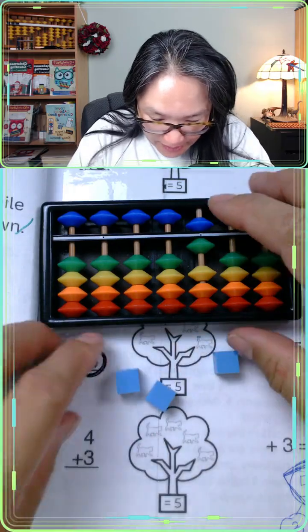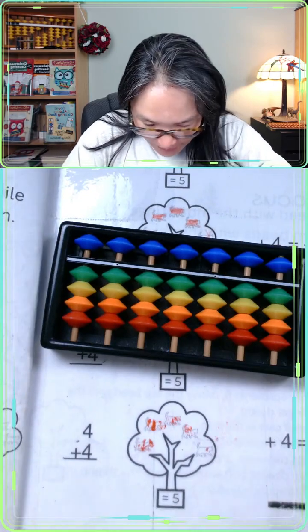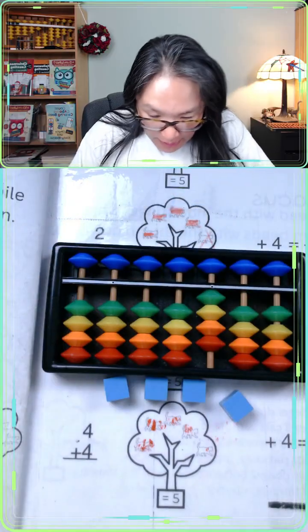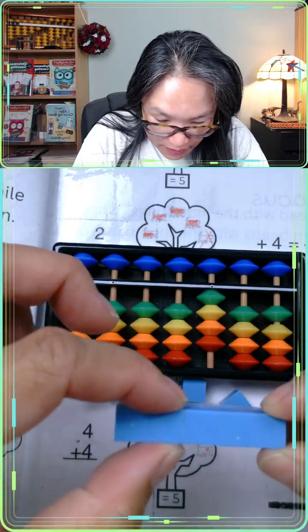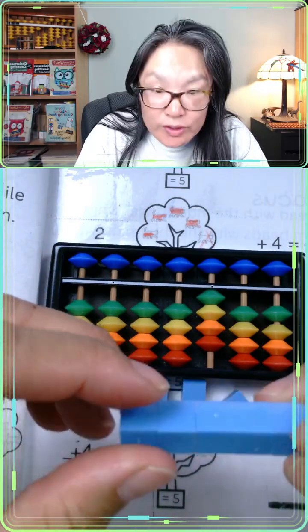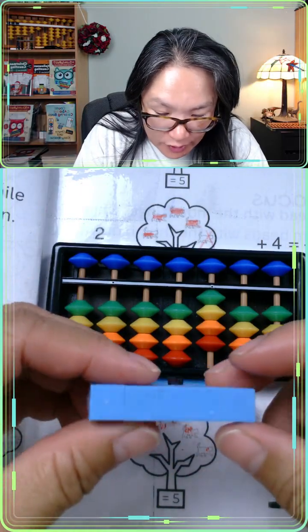I have 4 in the abacus. Let me do another one. I have 4 in the abacus. 1, 2, 3, 4. Right? I have this package of 5. 1, 2, 3, 4, 5. It's stuck together, it is glued together. Because it's glued together, what am I going to do? I don't want to break it. It looks too pretty to break.